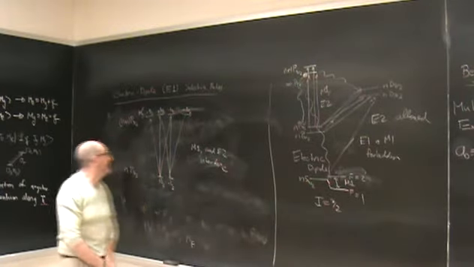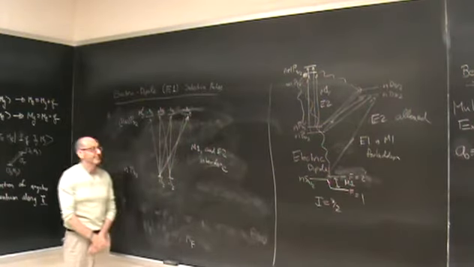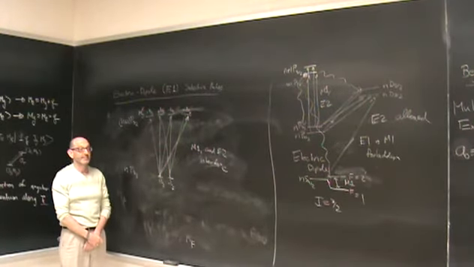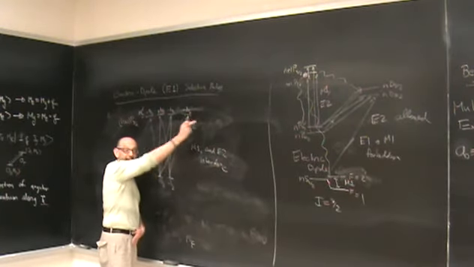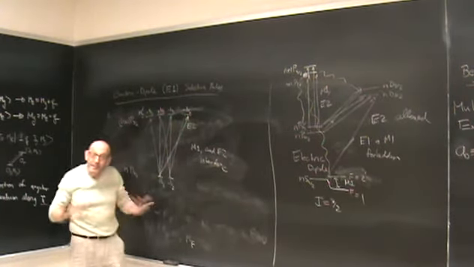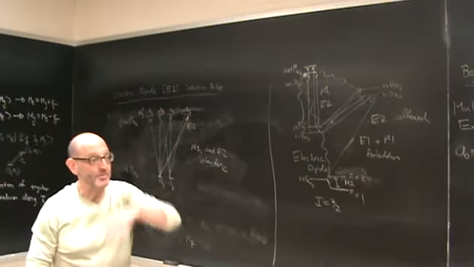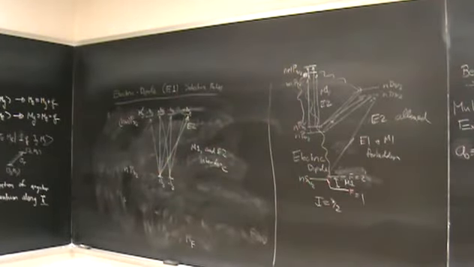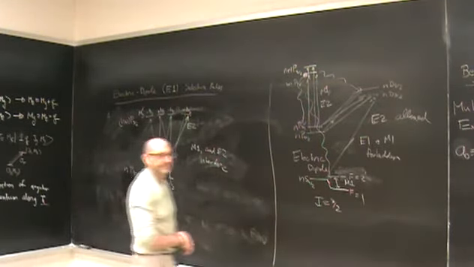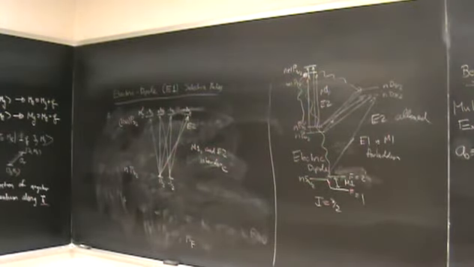Okay. However, there is another transition. What about this one? Only E2. That's E2 allowed, right? Because with E2 you could change the projection by 2 units. That would be only a quadrupole transition. There would be no magnetic dipole contribution to that. Interesting.